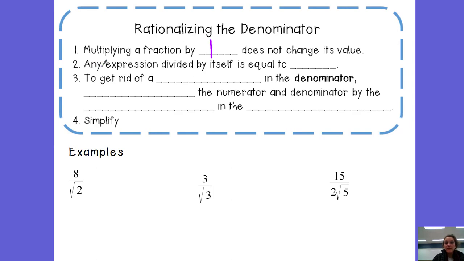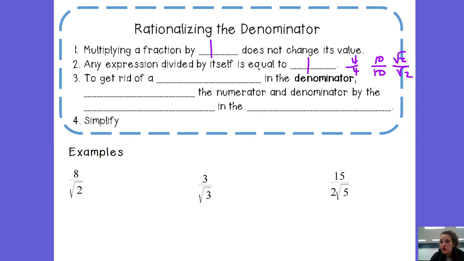Second, any expression divided by itself is equal to 1. What I mean by that is 4 over 4 is equal to 1. 10 over 10 is equal to 1. Root 2 over root 2 is equal to 1. Anything divided by itself is always equal to 1. So in step 1 we said we can multiply anything by 1 and it's not going to change the value. You can multiply by 1 1,000,000 times and it's not going to change anything. And then anything over itself is equal to 1.